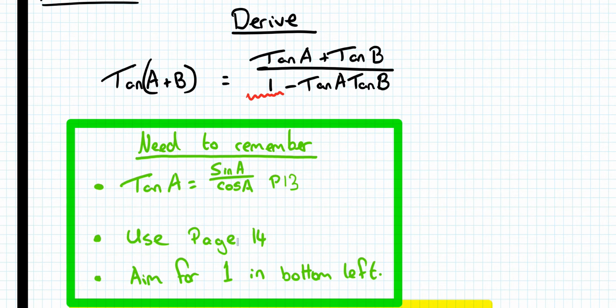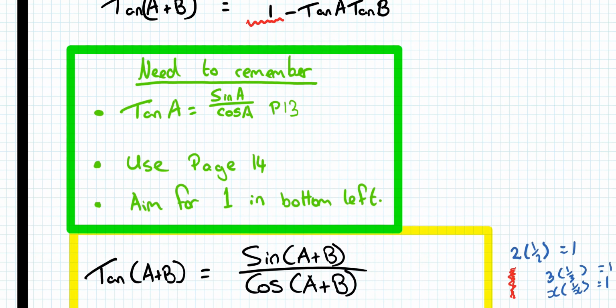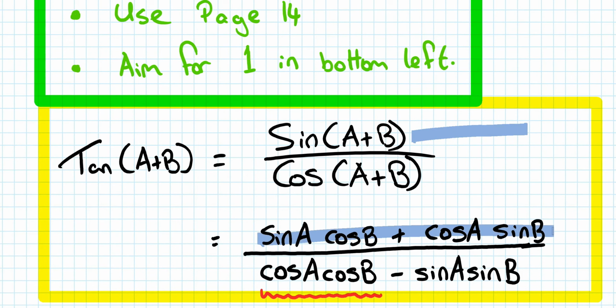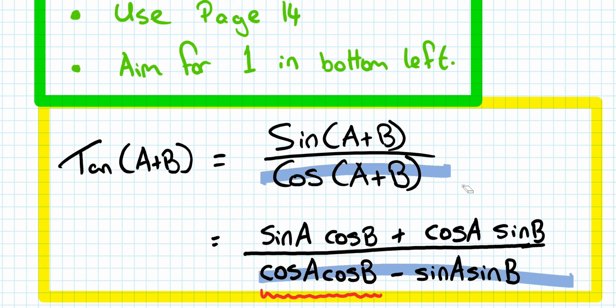Then we move on and use page 14 of the log tables. And then we aim for 1 on the bottom left hand corner, and that's why I have 1 highlighted there, which might seem a little strange, but it'll become clear to you in a second. Okay, so looking at the proof then, we're saying tan(A + B) would be defined as sine(A + B) over cos(A + B), because remember, tan is defined as sine over cos, and then the angle just stays the same. When I said use page 14, I mean find that rule on page 14 and replace it with that. And then find that rule on page 14 and replace it with that.